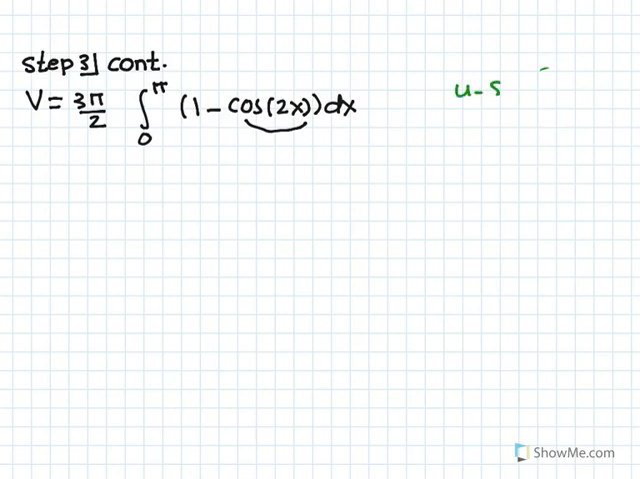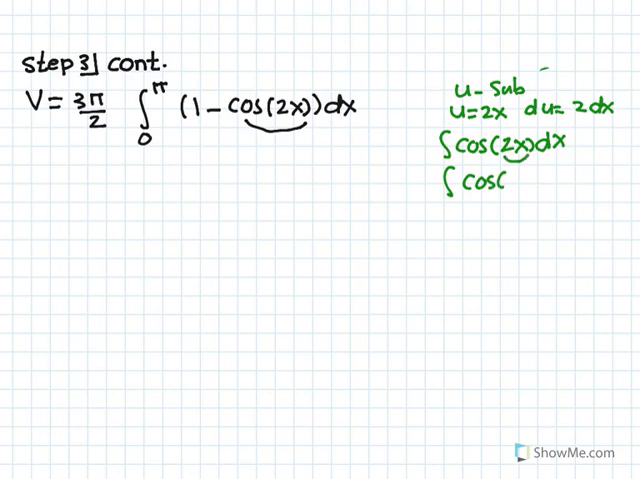So U sub, and we'll let U equals 2x, du is equal to 2 dx. So we have integral cosine of 2x dx. That's going to be integral cosine of u, with 2x as the substitution. And if we solve for dx, we get dx is equal to du divided by 2. Dividing by 2 on both sides, the 2 cancels out. We get dx is equal to du over 2. 1/2 comes out, and we get integral cosine u du.